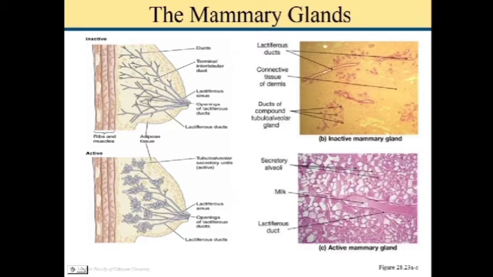If we talk about the active mammary gland, the mammary gland undergoes dramatic development during pregnancy in preparation for lactation. And this development occurs under the influence of estrogen, progesterone, prolactin and human placental lactogen. In the first half of the pregnancy, the intralobular ducts rapidly proliferate and form buds that enlarge into acini.